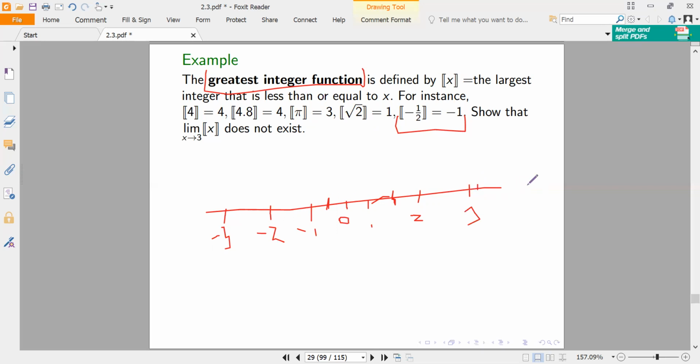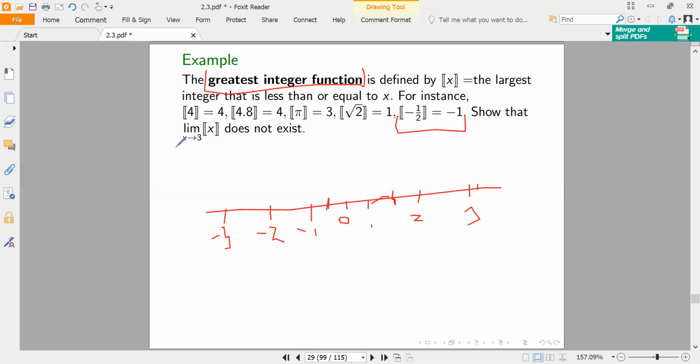4.8, the biggest integer is 4, not 5. It's approaching 5, but it's not bigger than 5. It's not the same thing as rounding up or rounding down. We're just looking at, we just want our values to go to whole numbers. So basically we want to go to the biggest whole number there is.